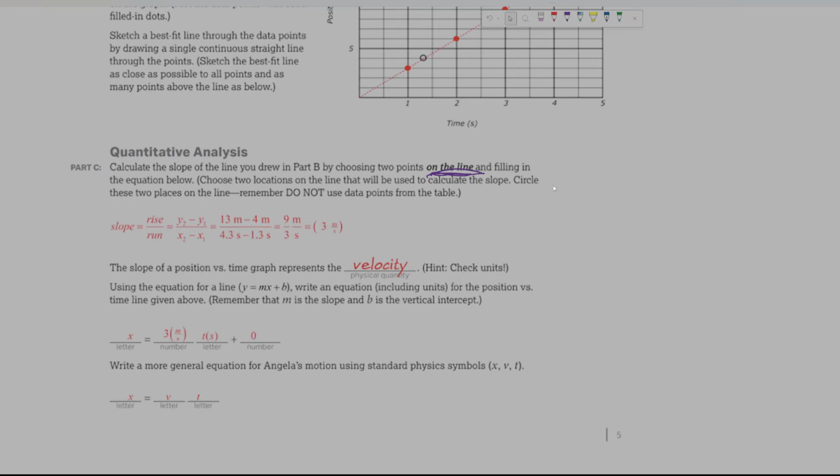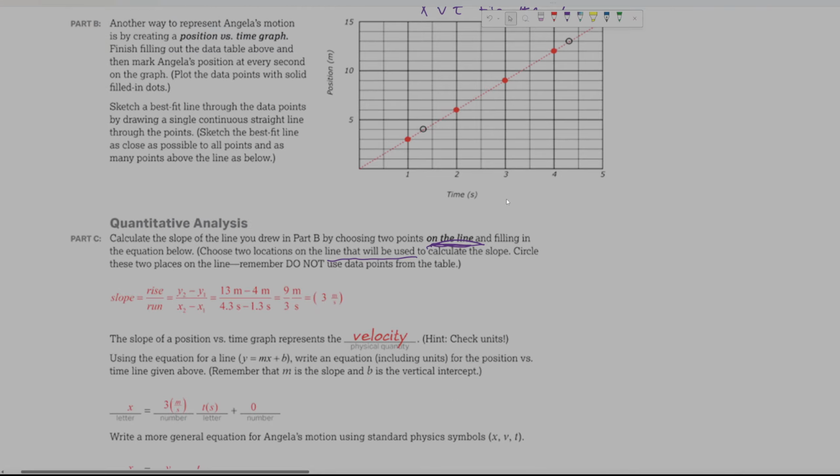Don't use your flawed data, okay? Your line is sort of like taking the average of all those. I'm using that term slightly loosely, but it's more powerful that way. So use the line and then fill in the equation below. So choose 2 locations on the line, not your dots, to calculate slope. Circle these 2 places on the line. Remember, do not use data points from the table. Very tempting, especially since these data points kind of are perfect.